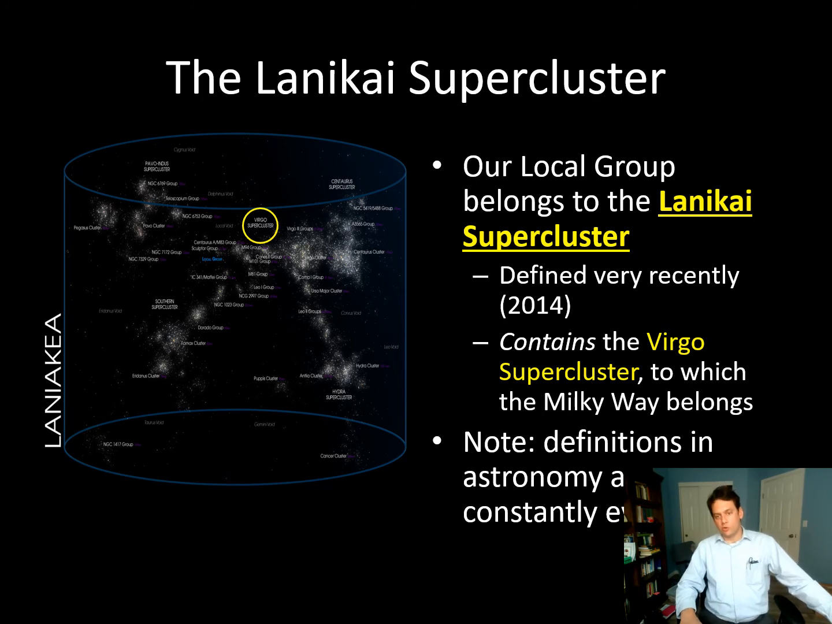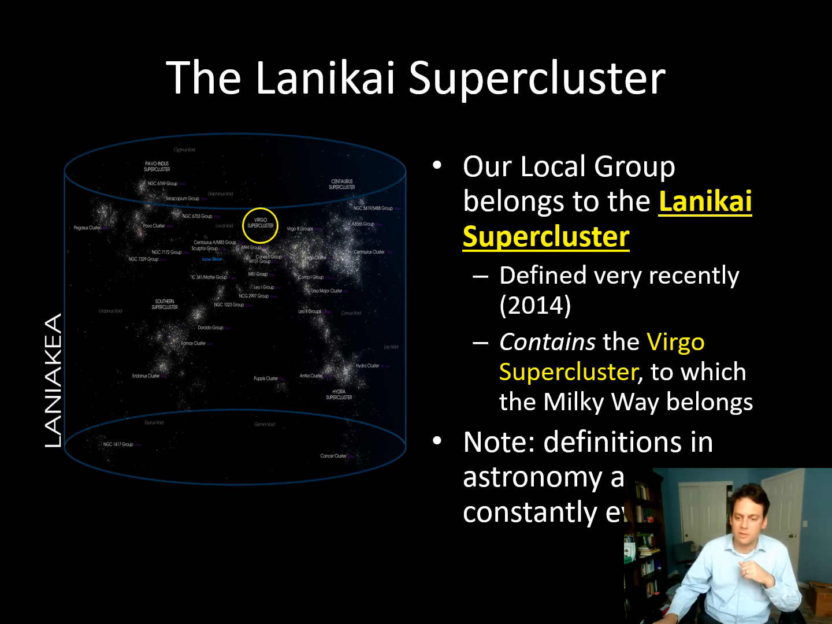So our local group, if you zoom out yet again, belongs to the Laniakea supercluster. And as I mentioned, this was defined very recently, just back in 2014, less than a decade old. Prior to that, if you'd taken this class, I or whoever was my predecessor would have told you that the Milky Way belongs to the local group, which belongs to the Virgo supercluster. But the Virgo supercluster got demoted. It's no longer a supercluster, and so we are now in the Laniakea supercluster.